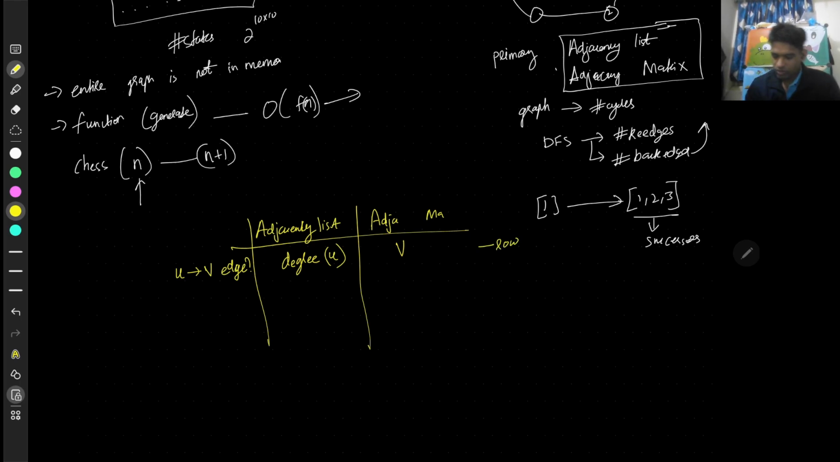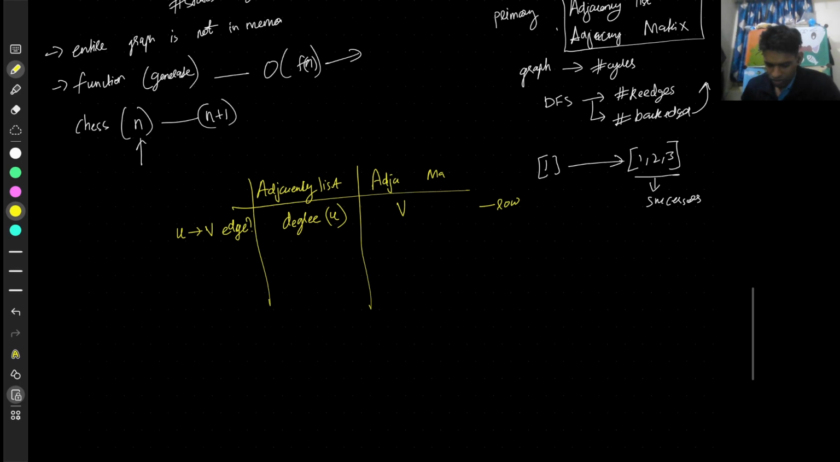I mean, why is it degree of u? For example, first we need to locate V, right? So for that the search will take V. Then from V it will actually take E. So that is why I was thinking big O of V plus E.